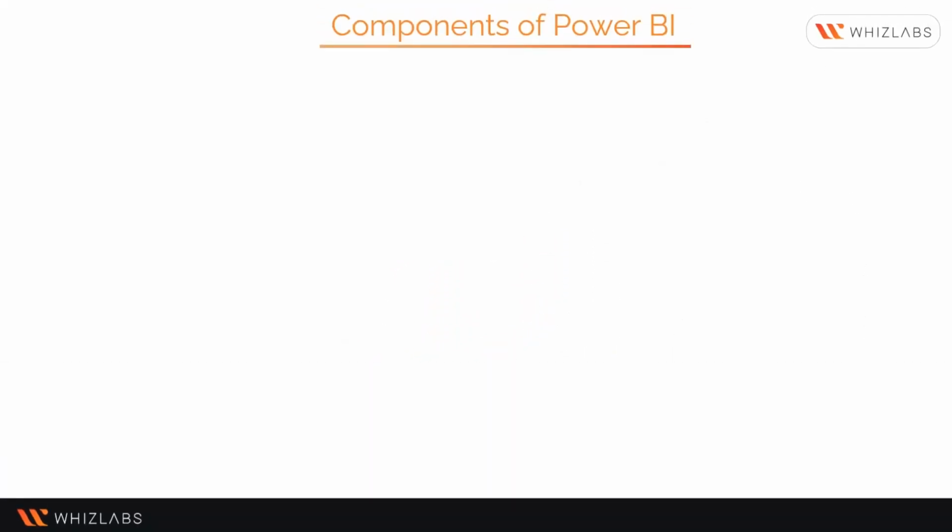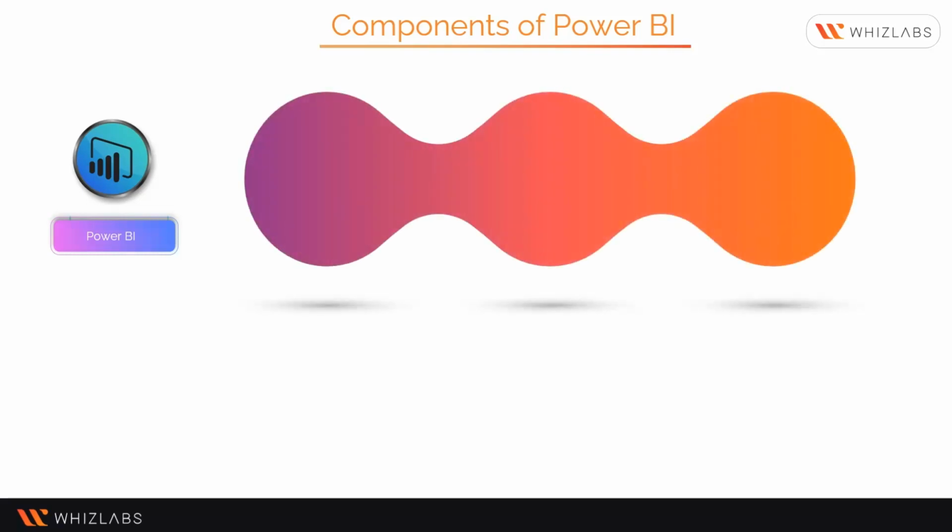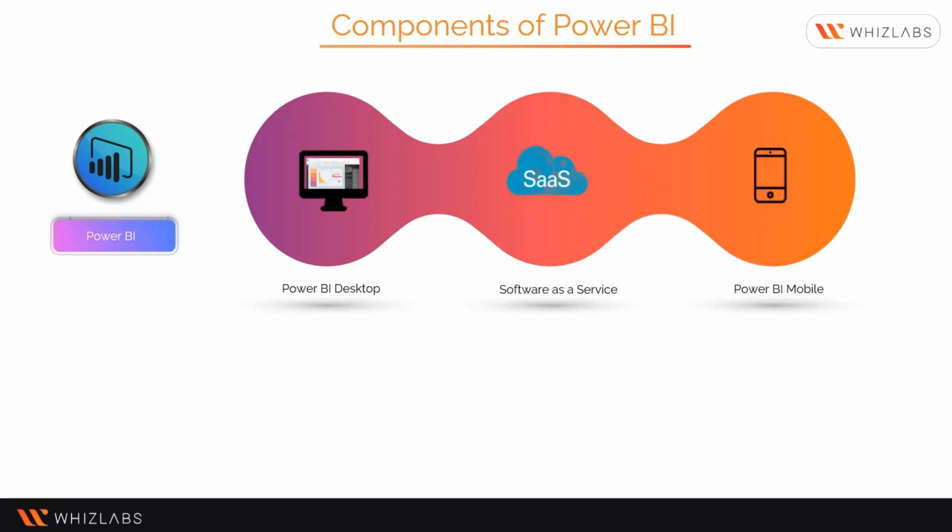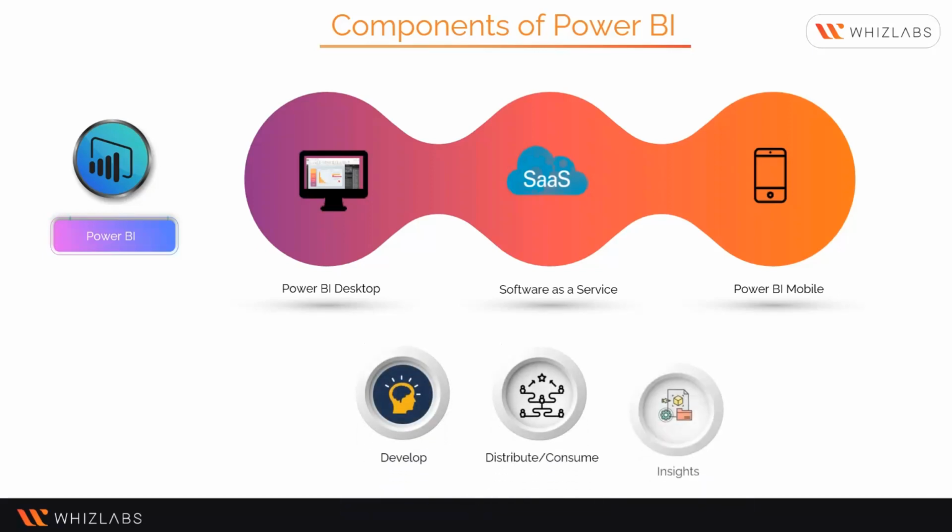Let us now explore the components of Power BI. So, Power BI is made up of three components: a Microsoft Windows desktop application called Power BI Desktop, an online SaaS (software as a service) called Power BI, and mobile Power BI applications for phones and tablets. These three components, the desktop, the service, and mobile apps, are all designed to help customers develop, distribute, and consume business insights in the most productive way possible.